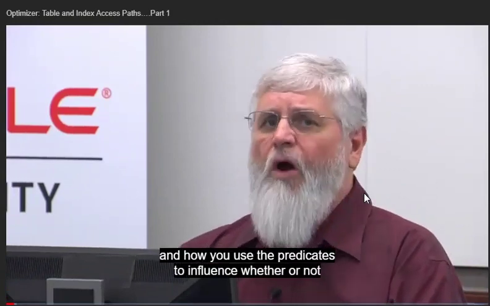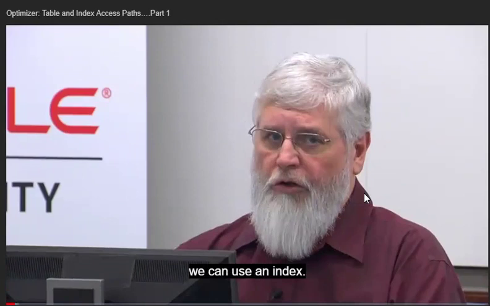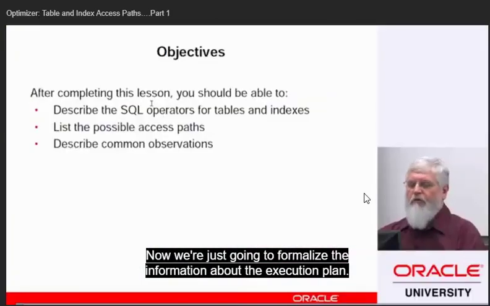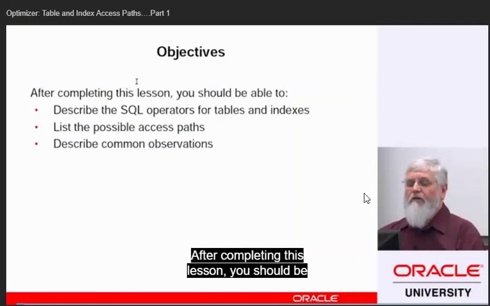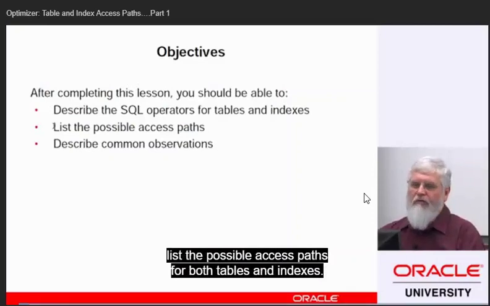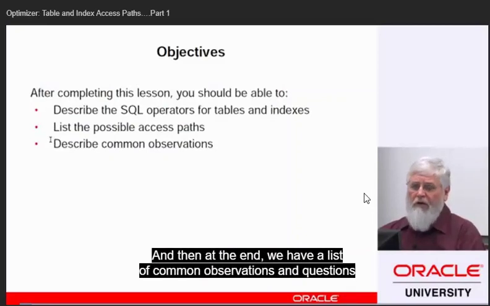After completing this lesson, you should be able to describe the SQL operations for tables and indexes, list the possible access paths for both tables and indexes, and then at the end we have a list of common observations and questions that people have had. So first up, we're going to look at the row source operations.